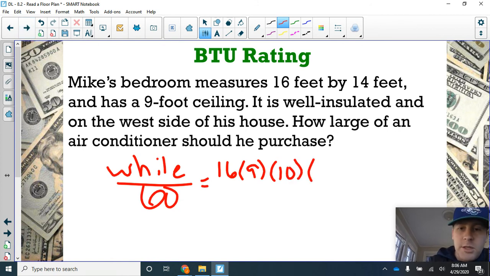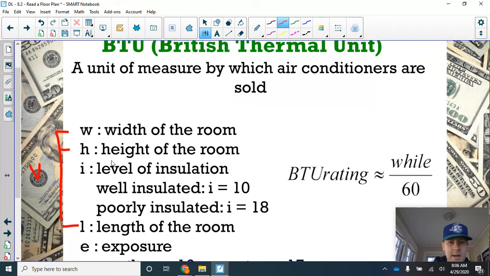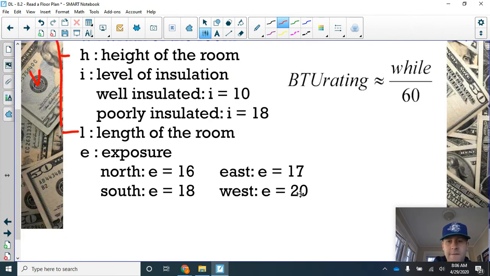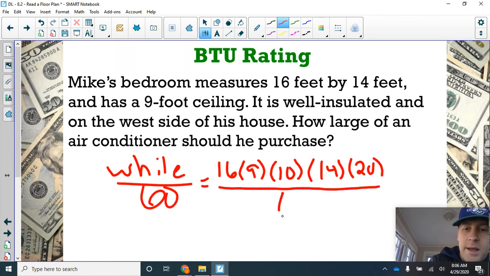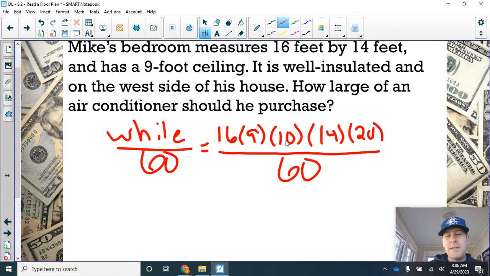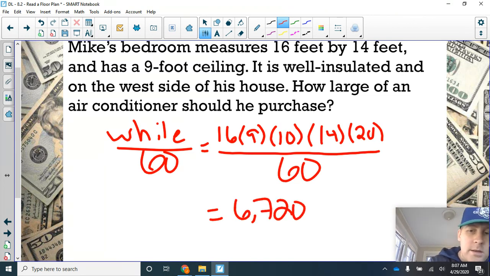L is the length, which is 14. And then E for exposure is on the west side of the house. All right, so west side means we want to use an E value of 20. I'm going to go ahead and plug in 20 for our exposure. I'm going to take all that and divide it all by 60. Okay, so plug in our calculator, 16 times 9 times 10 times 14 times 20, hit enter, divide that by 60, and that gives us 6,720 BTUs.